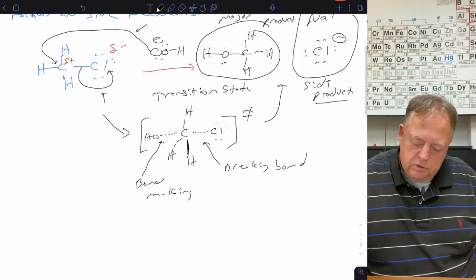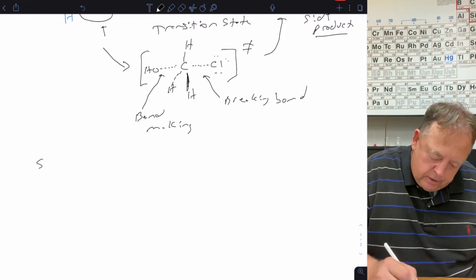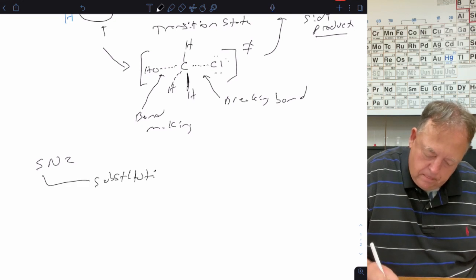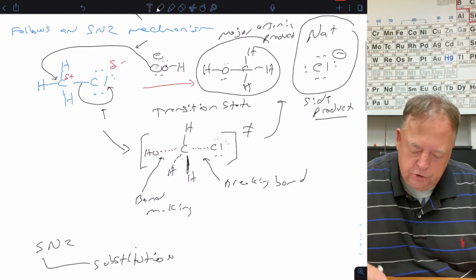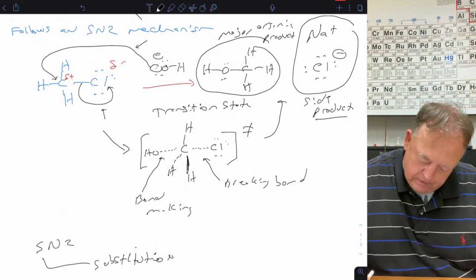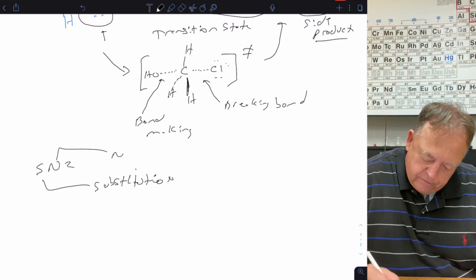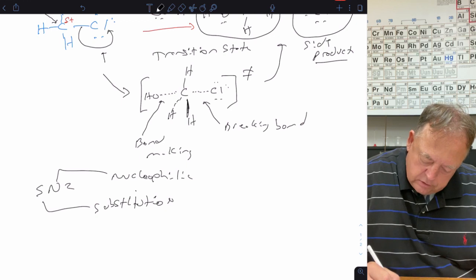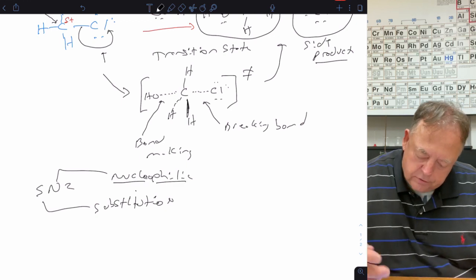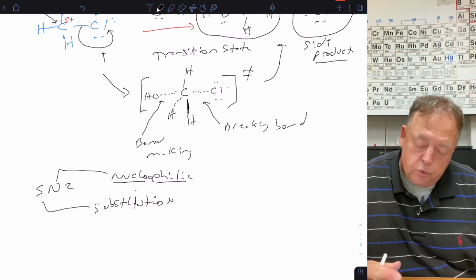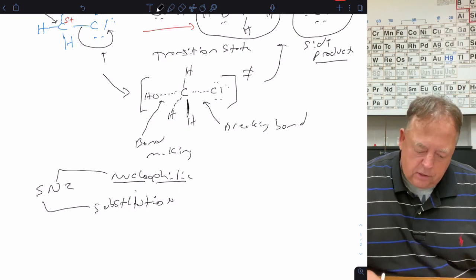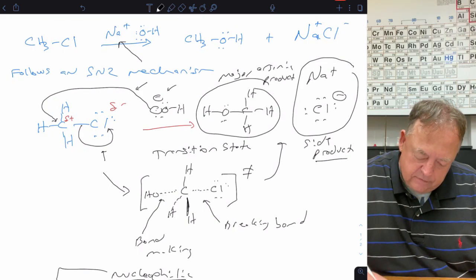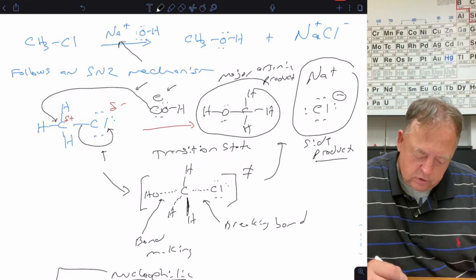So that type of mechanism is what's known as an SN2 mechanism. So the S stands for substitution. So ultimately we did a substitution, right? The OH substituted for the chlorine. And then the N stands for nucleophilic. So nucleophile, phile would be to love, so something that loves nuclei. And a nucleus is positively charged, so this is basically something that likes positive charges. So the oxygen is negative, so it's going to like positive, so it's going to be attracted to the carbon that's partial positive.